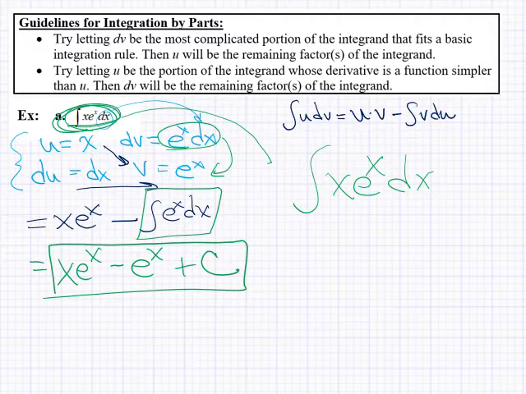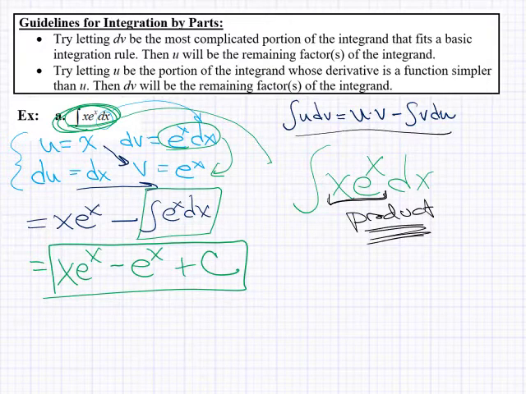Okay. So then you go, all right, well, why should I use integration by parts? It's a product. Not every product will use integration by parts, but the fact that this is a product, integration by parts should be something you think about. Now, why did I use u to be x and dv to be e to the x? Well, a couple of things, and this comes into the guidelines for integration by parts. First, it says, try letting dv be the most complicated portion of the integrand that fits a basic integration rule, and then u can be the remaining part.